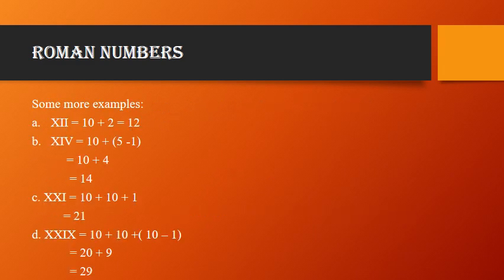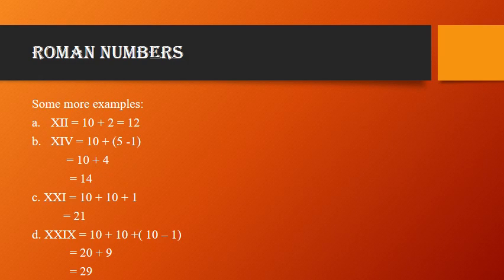Children, here we have some more examples. A, B, C, D. I have given 4 examples. We can have a look into this one by one. The first one is, children, XII, right? So what the rule says, if the smaller symbol is after the greater symbol, we do addition. So here X is greater than I, children. That is the reason we have done addition. So X is 10 and II means, children, 2. So 10 plus 2 is equal to 12.